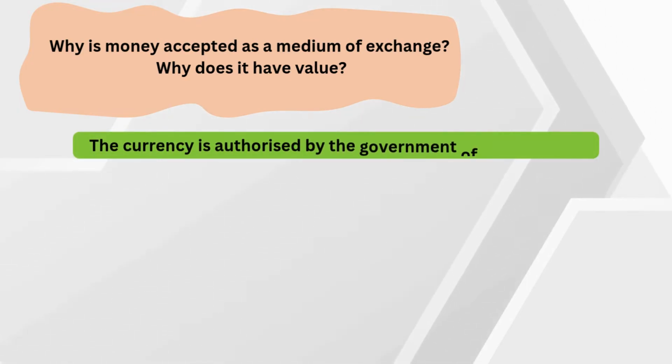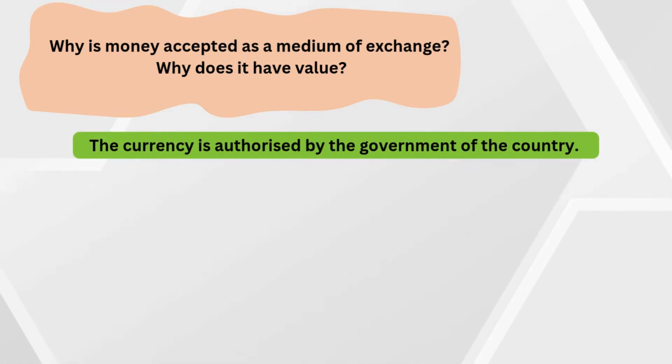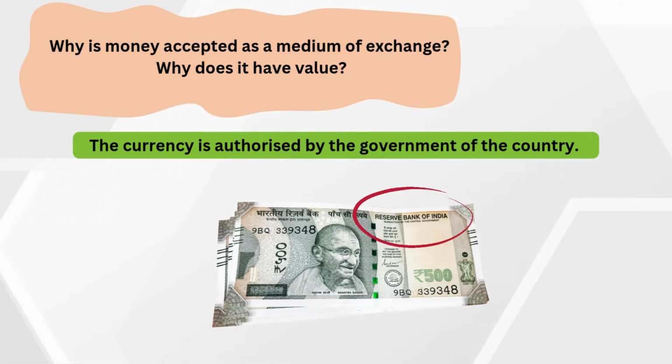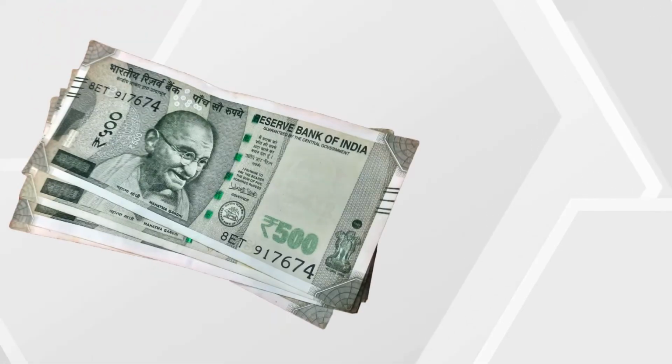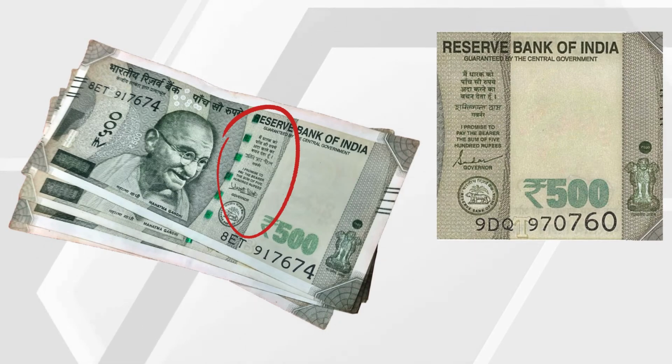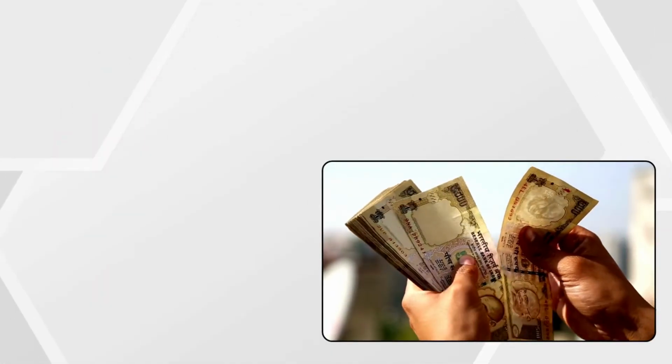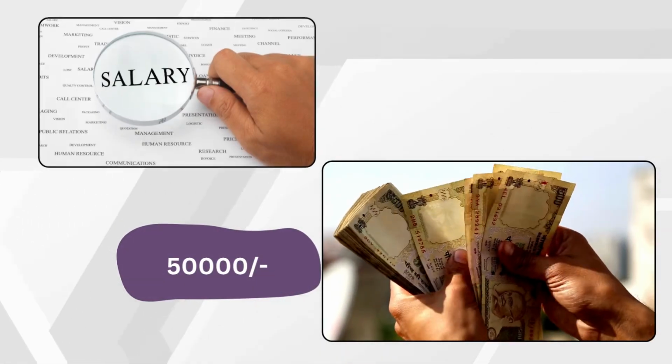Because the currency is authorized by the government of the country. In India, the Reserve Bank of India, RBI, issues our money. No one else is allowed to create currency. By law, no one can refuse rupee payments inside India. This is what gives our money value, and everyone trusts and accepts it.